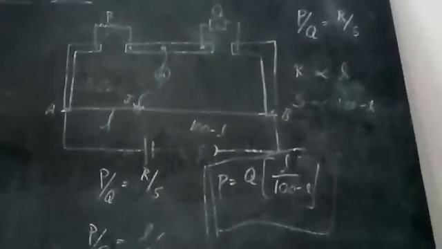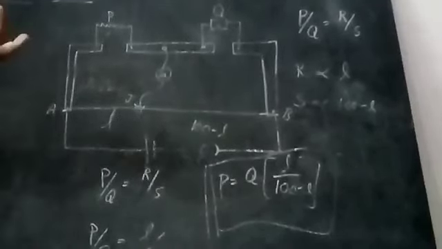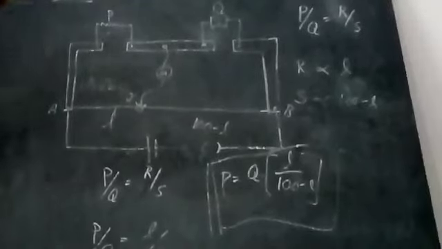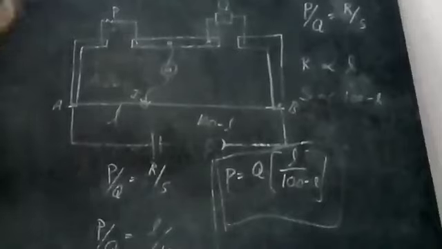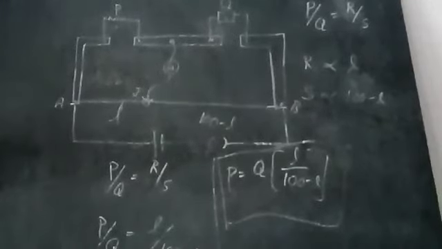But the difference between the meter bridge and Wheatstone's bridge is that in Wheatstone's bridge the resistance values are fixed. In the meter bridge the resistance values we can vary. That is the reason you can get a more accurate value with the meter bridge than with Wheatstone's bridge.